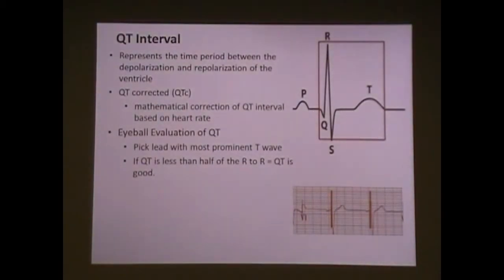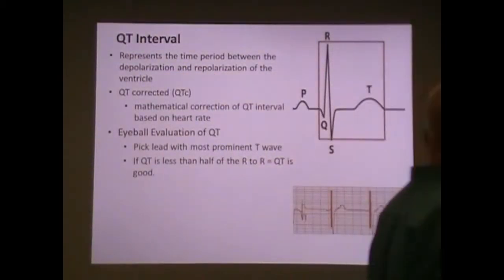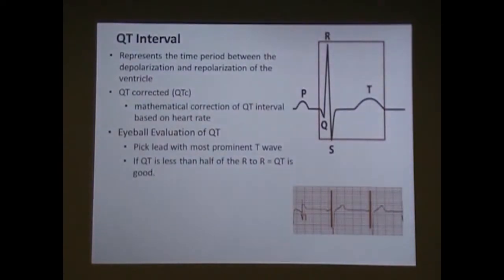Are you going to suspect that they might go into torsades? Is there something else going on? Is there drug toxicity? There's a lot of different things that can cause QTC prolongation. But a quick, easy way in the back of the bus or an aircraft is just look at that R to R interval and make sure that the T wave is less than half. Okay? So right there we're golden.